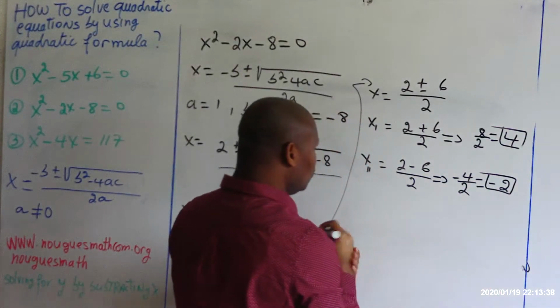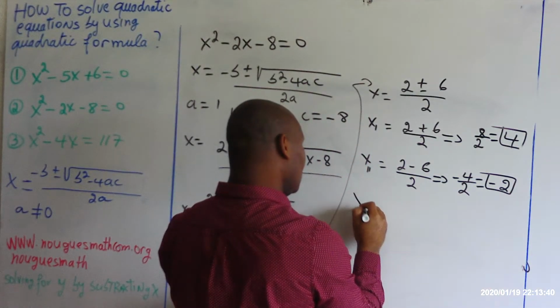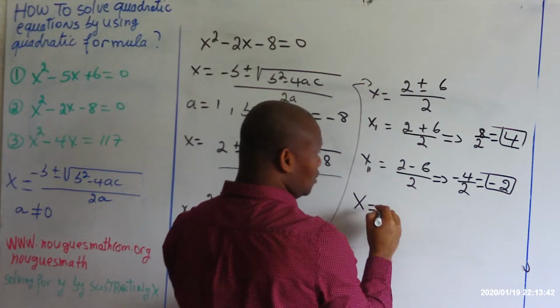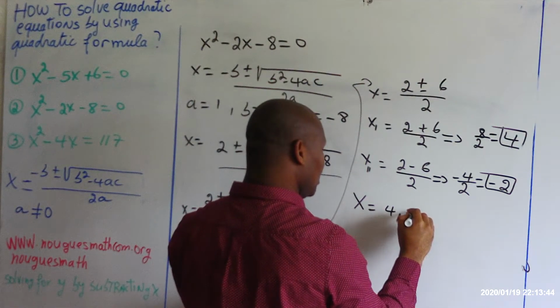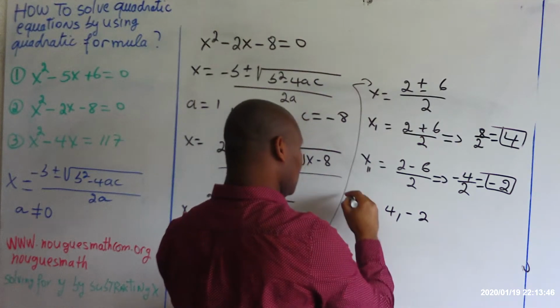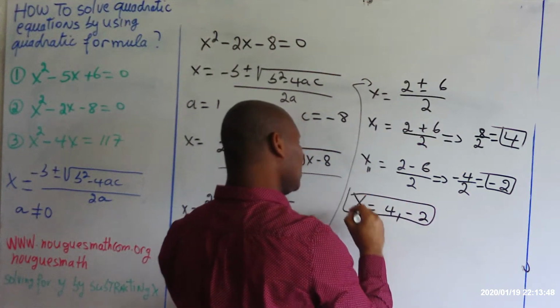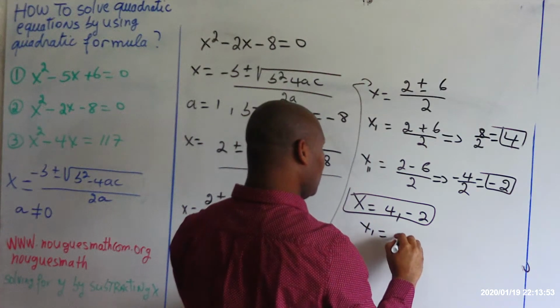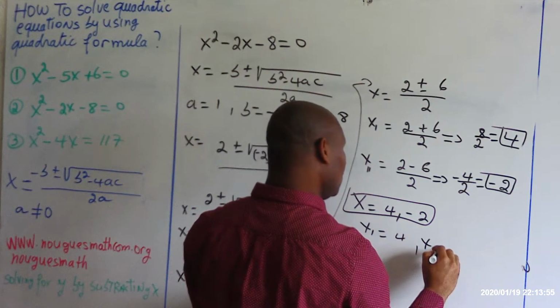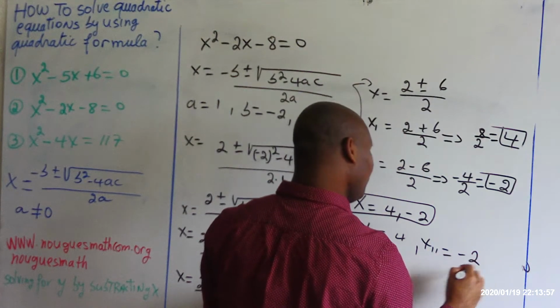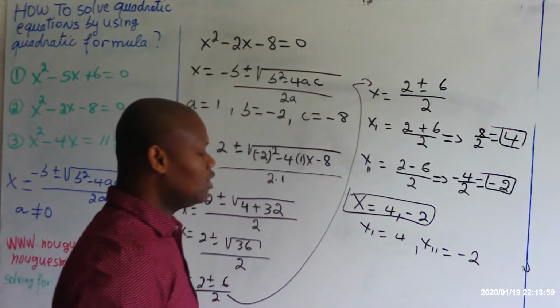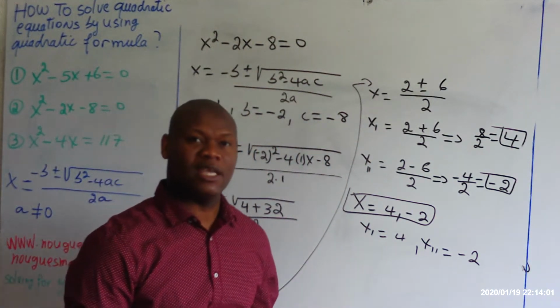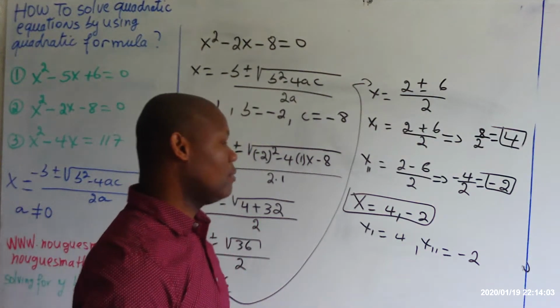That's the second solution. So you can write the solution like that: x equal 4 and negative 2. Another student can write x1 equal 4 and x second equal negative 2. That's fine. There's no problem, as long as you have the right answer.